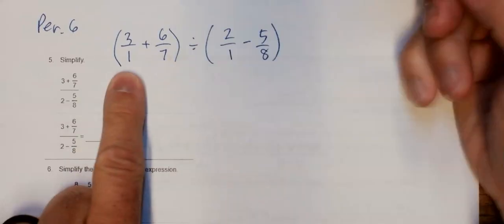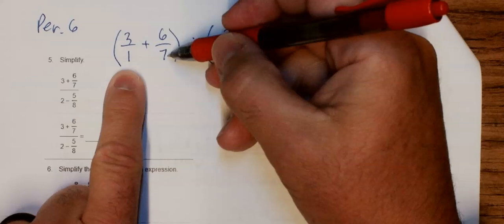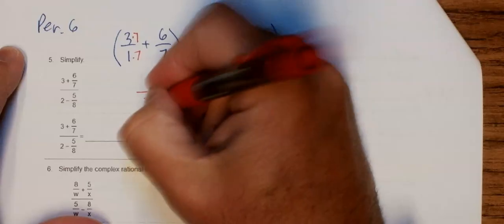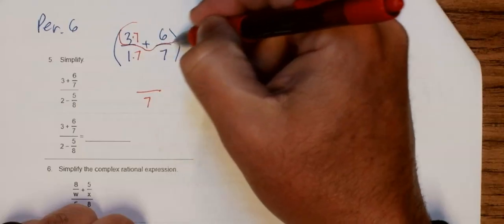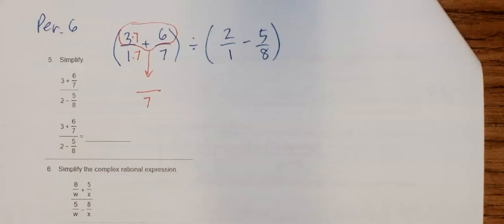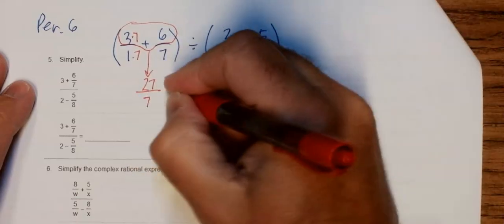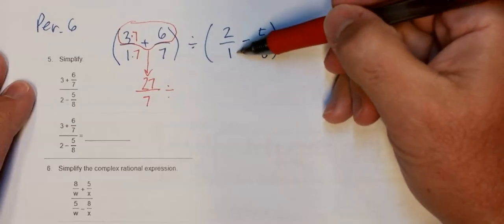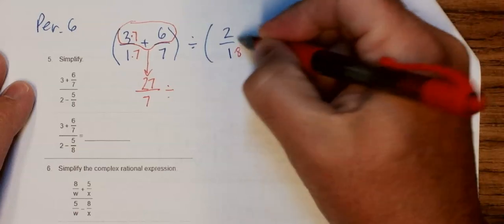Okay, what's this denominator missing? It's missing a 7. There we go. Multiply the top and bottom by 7. So now the common denominator of that parenthesis is 7. If only we could figure out what 3 times 7 plus 6 is. 3 times 7 plus 6. That is 27. And what is the other one missing? It's missing an 8, thank you very much.